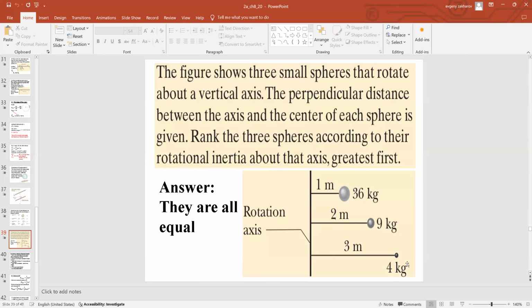So masses are different. Distances for rotation with respect to rotation axis are different, but the torques are the same. So torques produced by this rotation and this rotation and this rotation are all the same. It's not just the mass that matters, it's how the mass is distributed through the object that matters as well.